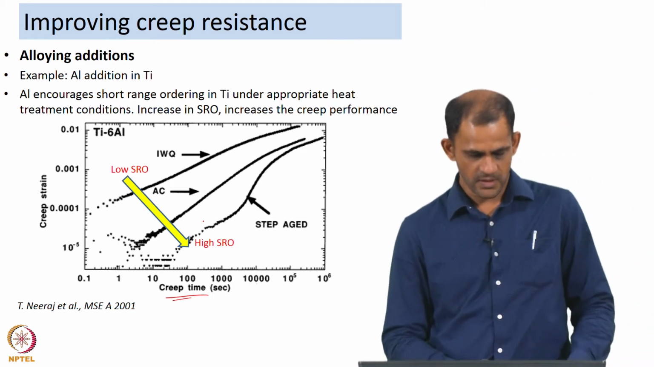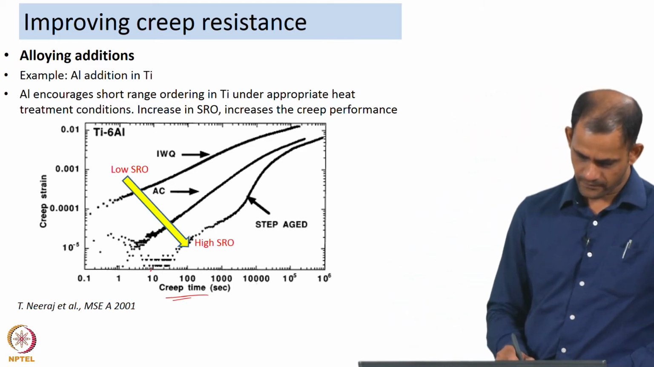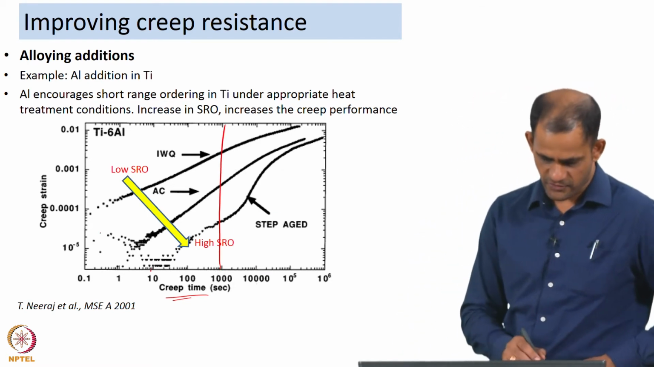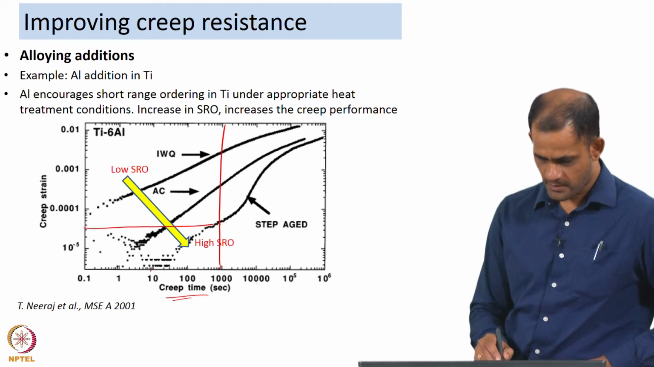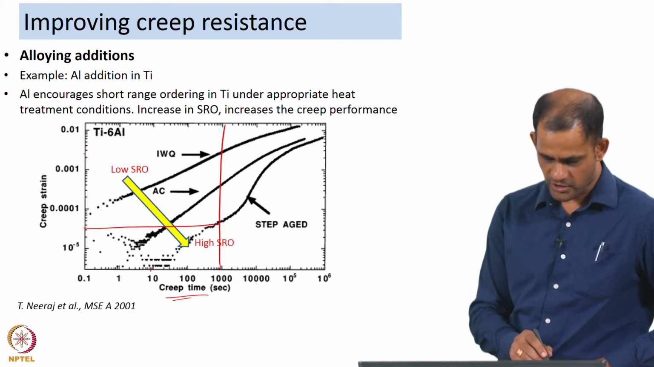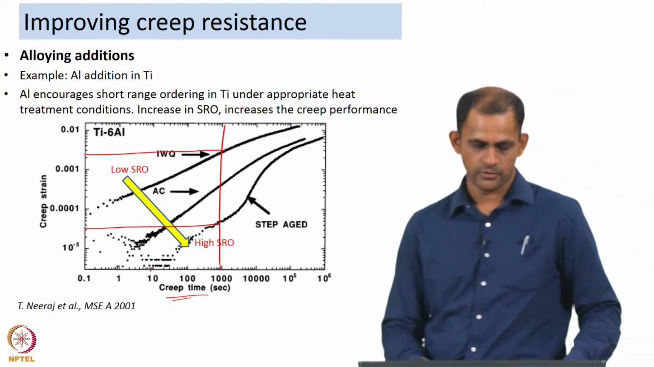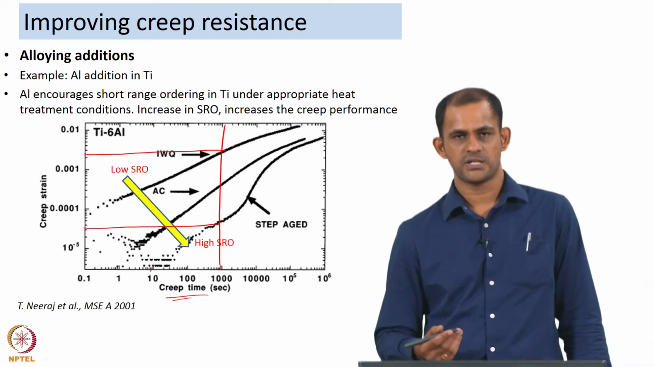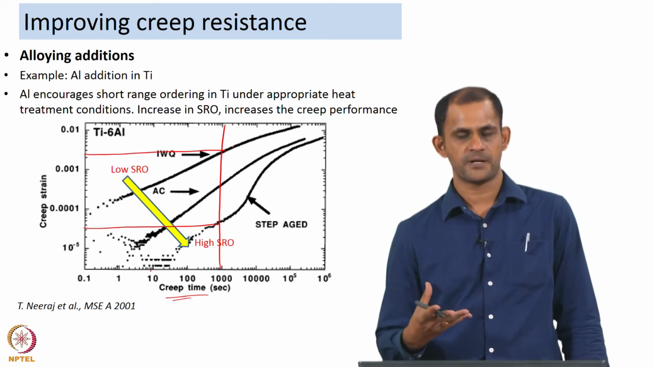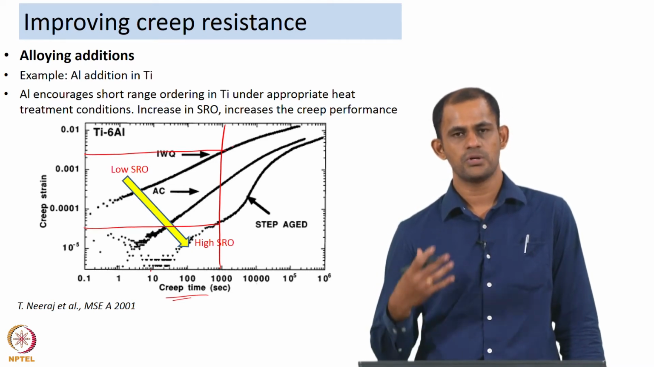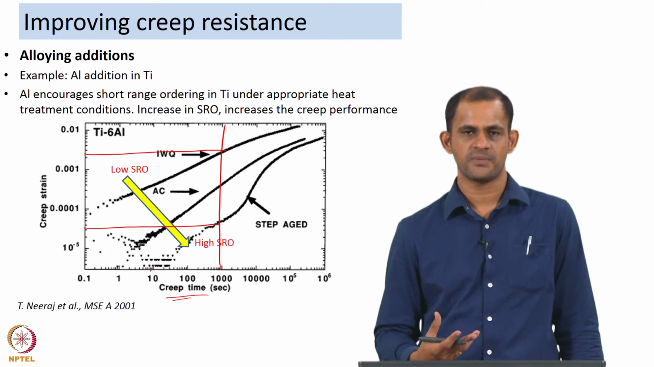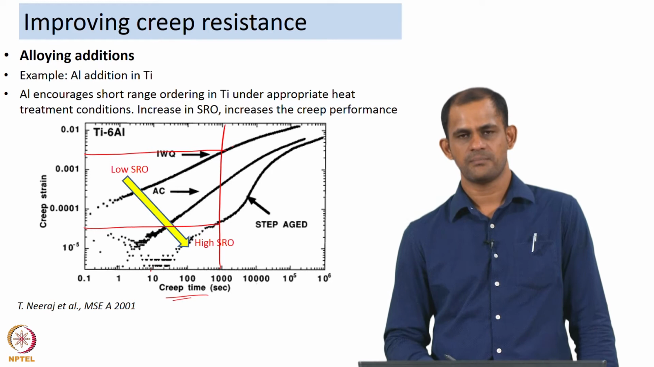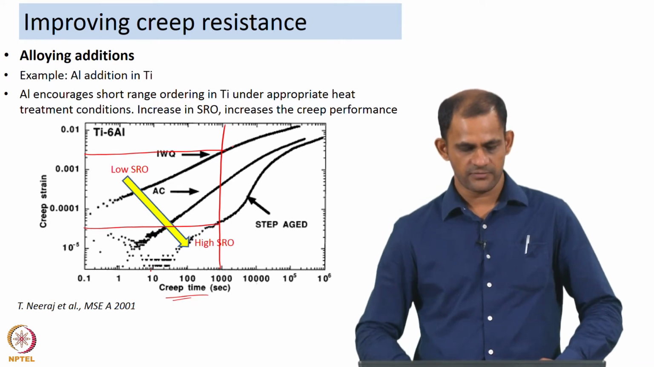resistance of the material. So, for the same duration, the amount of strain experienced by the material with higher short range order is lower compared to the material with lower short range order. So, aluminum addition combined with some appropriate heat treatments can allow us to tailor the short range order within the material, and that in turn can improve the creep resistance of the material. So, that is the significance of alloying addition.